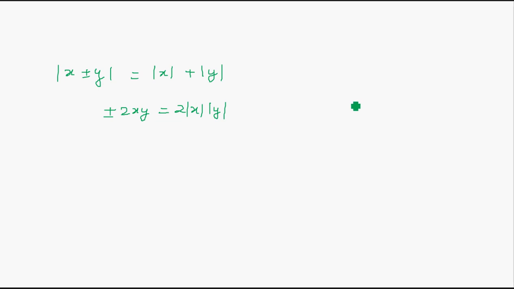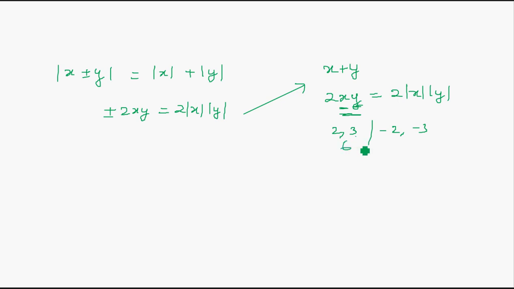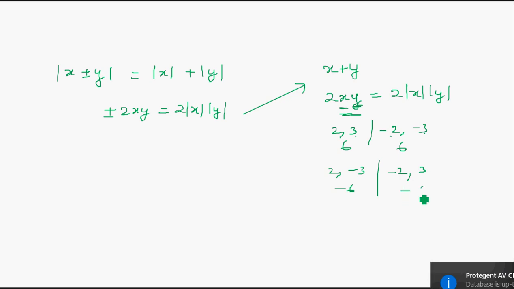Okay, so again it depends, right? Now first we will take the x plus y case. In x plus y we have 2xy equals 2|x||y|. So in the x plus y case, if x and y are of the same sign, then obviously xy becomes positive. For example, 2 comma 3 or minus 2 minus 3. What is the multiplication of 2 into 3? It is 6. Minus 2 into minus 3 is 6. Whereas 2 comma minus 3, the multiplication will become minus 6, right? 2 into minus 3 is minus 6, or minus 2 into 3 becomes minus 6.